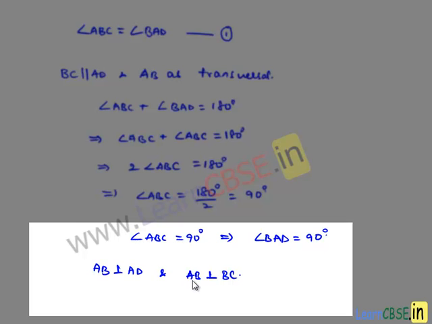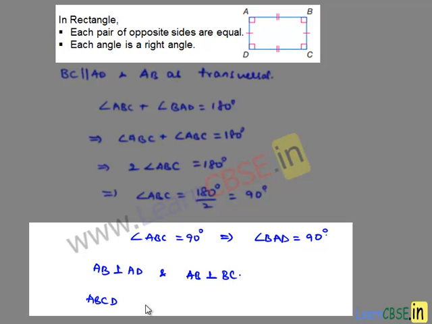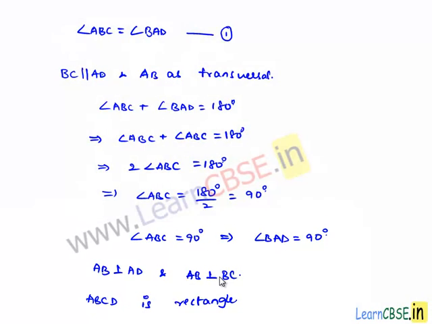So we can say the given parallelogram ABCD is a rectangle, as we know the properties of a rectangle, that all the sides are perpendicular to each other and opposite sides are equal. As in a parallelogram opposite sides are equal, and here we got the condition that every side is perpendicular to each other. We can say the given figure ABCD is a rectangle.